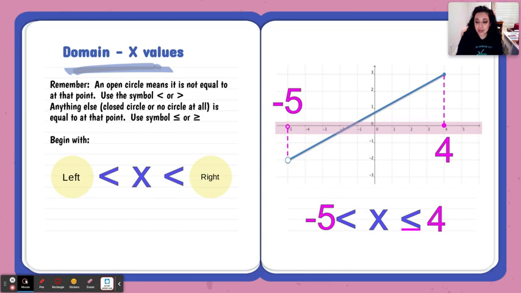So that means my domain for this particular function is -5 is less than x is less than or equal to 4. So every single number that lies between -5, not including -5, all the way to +4, yes, including 4, is a possible value of x for this particular function.